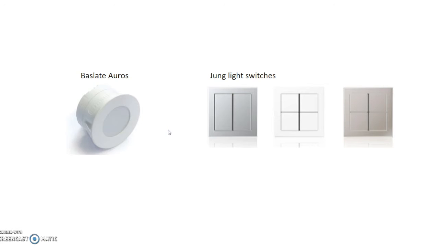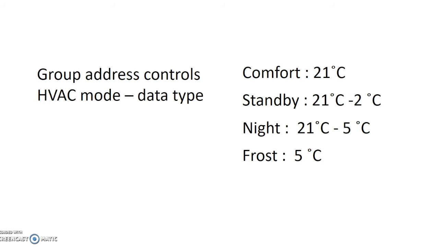And then measuring the temperatures in the rooms, I've got a mix of basalt auros in the ceiling, in the bathrooms. And then all of the light switches in my house are Jung light switches, a bit like this, and these actually have a temperature measure within the light switches themselves. So there's a lot of temperature information coming in from all of these temperature measurements around the house. Okay, so that's the equipment that you require.